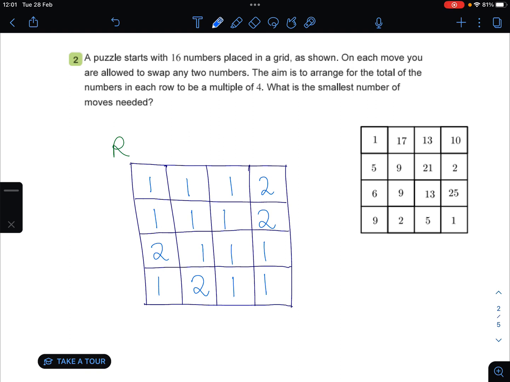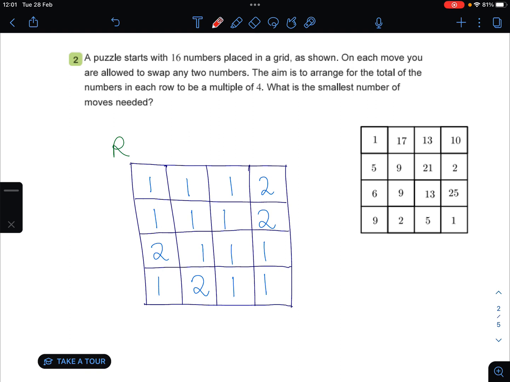So, how can we move these numbers around? We could swap numbers that have a remainder of 1, but that will not change the remainder for each row when divided by 4, because these numbers have the same remainder. So we can only really change numbers that have a remainder of 1 and a remainder of 2.